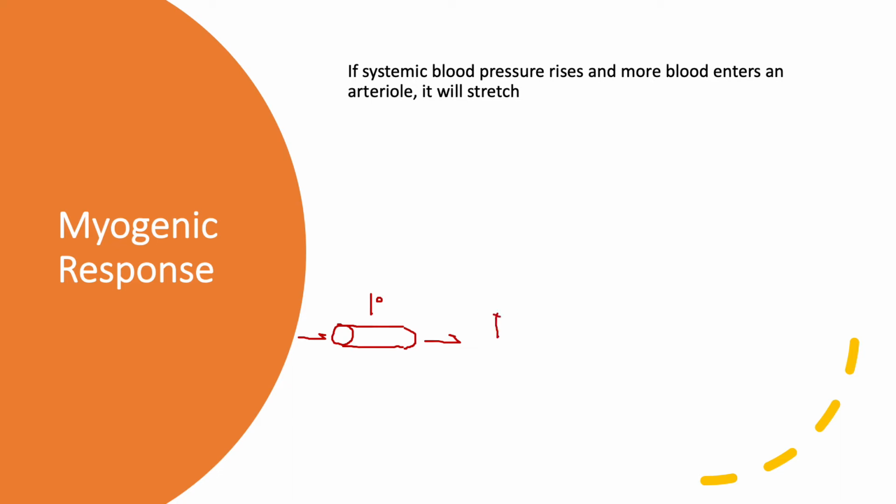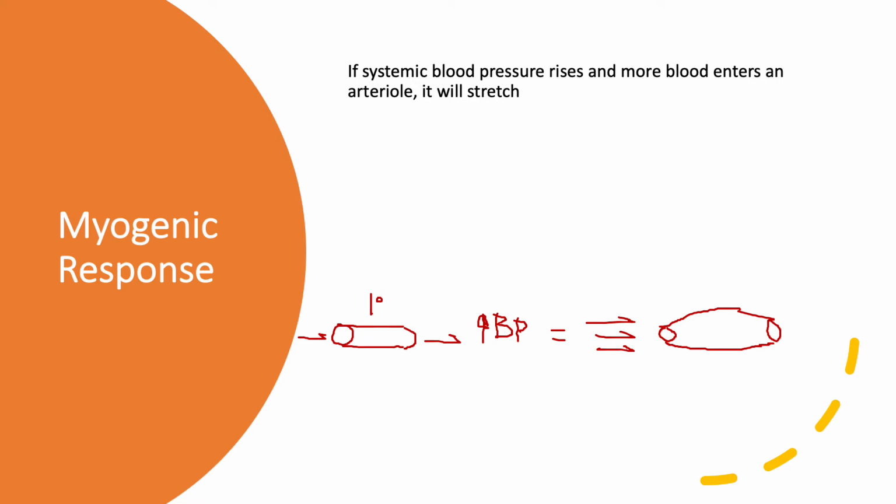Then let's say we have an increase in blood pressure due to this sympathetic response. So we're getting stronger and faster contractions of the heart, and that is going to lead to more blood being forced through this arteriole. What's happened then is it's going to distend, right? So it's going to become wider in response to this increased blood pressure.